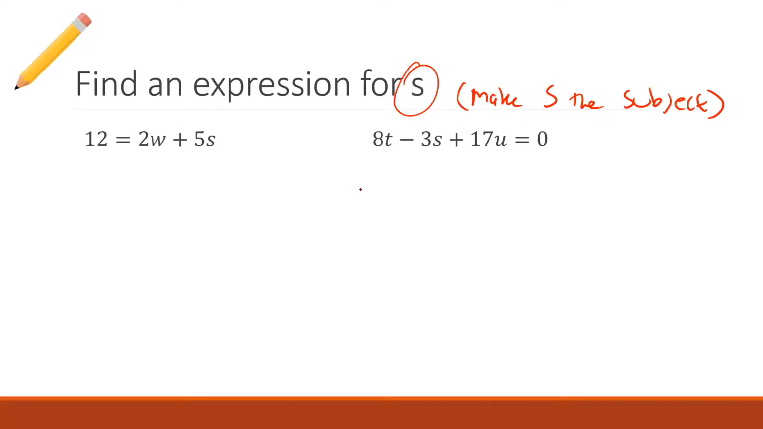of the equation. In this case, we've got 12 equals 2w plus 5s. So the first thing we notice is on this side of the equation, we've got an S, we've got a w. We don't want that w there. We're going to try and get rid of that first. We're going to minus 2w. That's going to give me 12 minus 2w equals 5s.